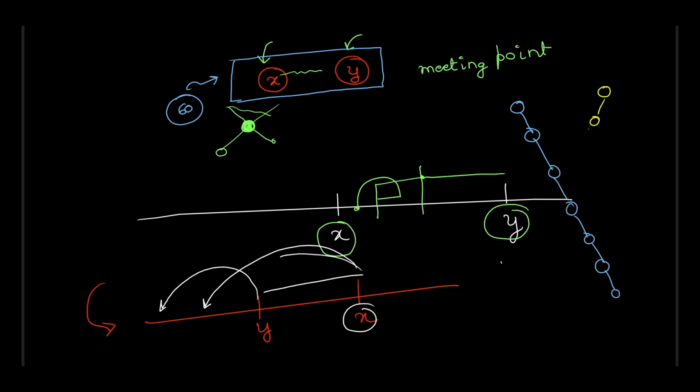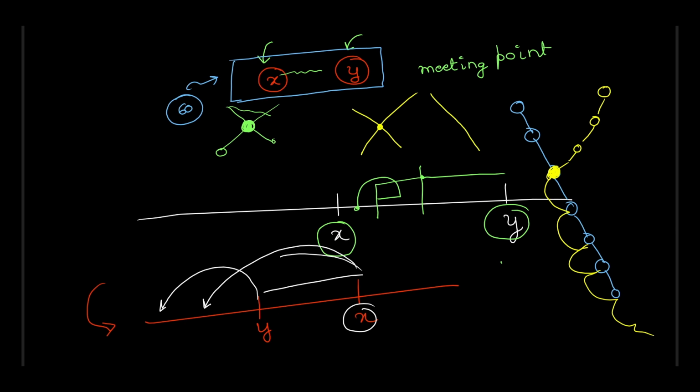Because let's say, suppose this is their meeting point. At this point, x and y have become equal. This is one possibility for them to become equal. So once they have become equal, they'll follow that same journey, because the number is the same, so the journey will also be the same.